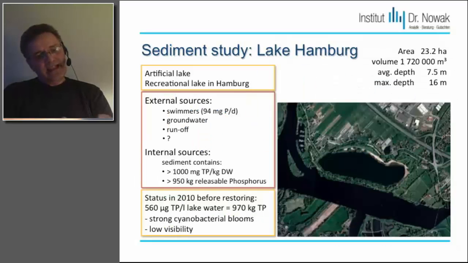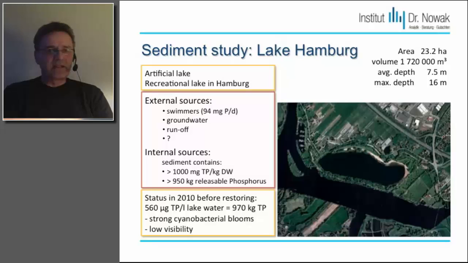The next project is the lake in Hamburg, where we did a study on the sediment of the lake after Phoslock treatment. This lake is an artificial lake as well as a recreational lake in Hamburg. Its area is 23 hectares, and its maximum depth is 60 meters. We have external sources like swimmers, groundwater and runoffs, but we have a very, very big internal source.